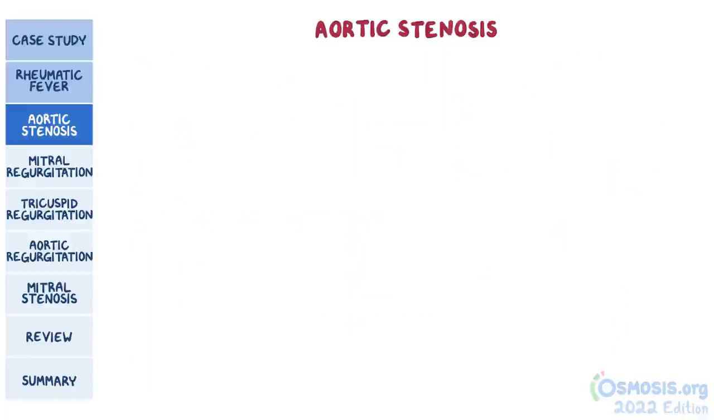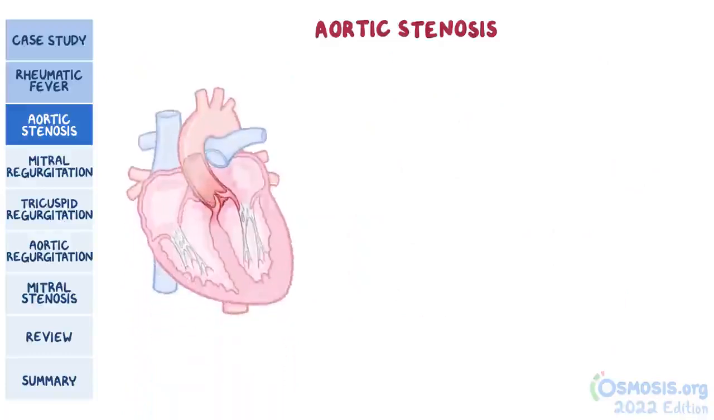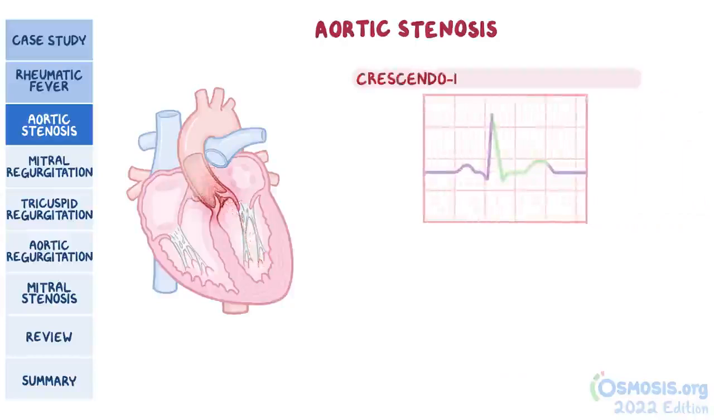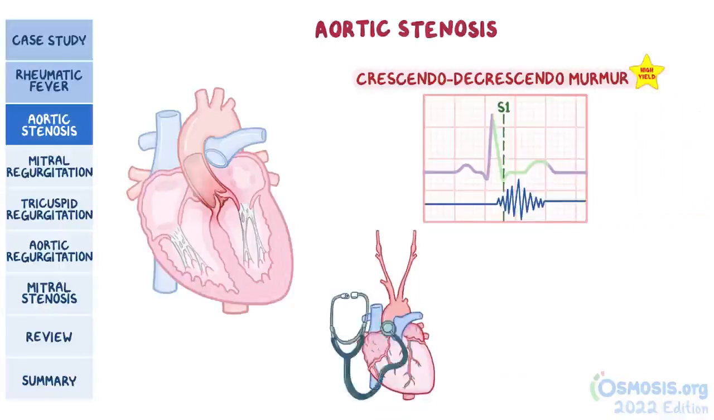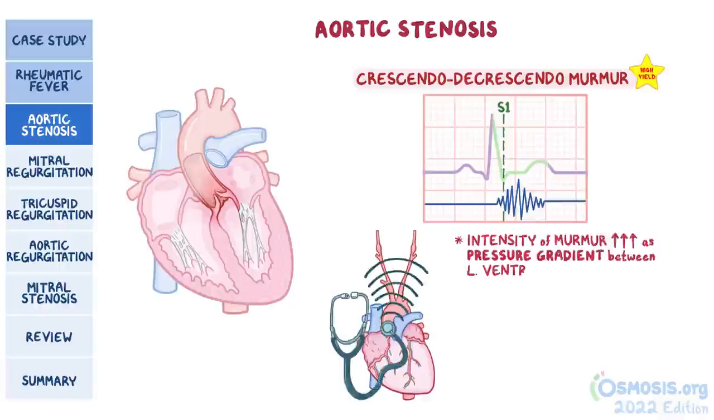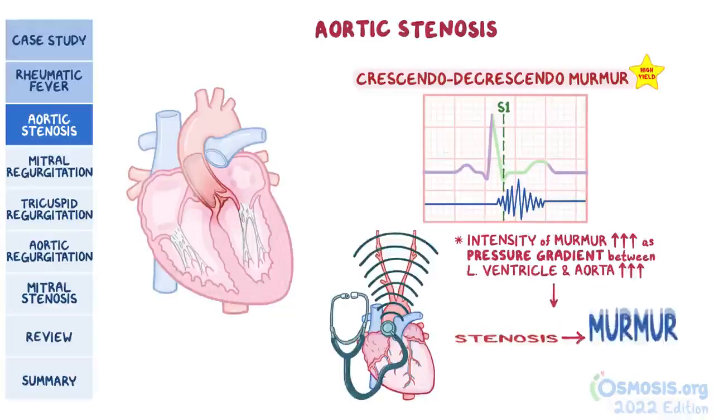Okay, let's go over auscultation now. With aortic stenosis, since blood has to flow through a narrow aortic valve, there's turbulence, which creates noise or a murmur. This initially gets louder as more blood flows past the opening and then quieter as the amount of blood flowing subsides. This is called a crescendo-decrescendo murmur, and you can hear this right after S1. This sound is best heard in the aortic area and typically radiates to the carotids. The intensity of the murmur increases as the pressure gradient between the left ventricle and the aorta increases. So the narrower the stenosis, the louder the murmur.